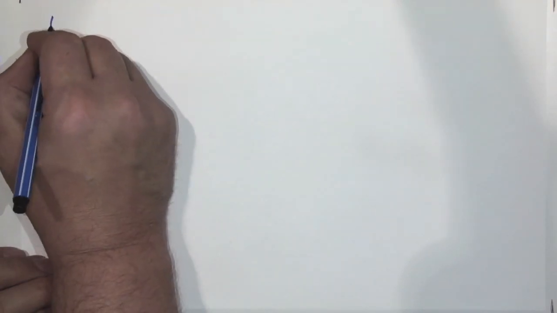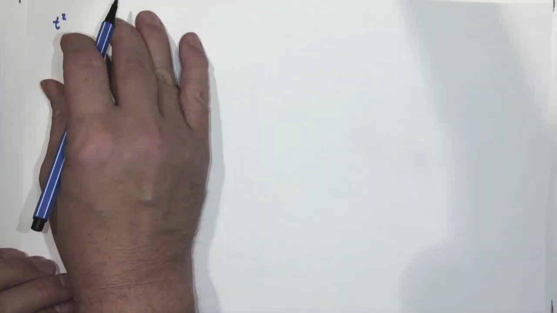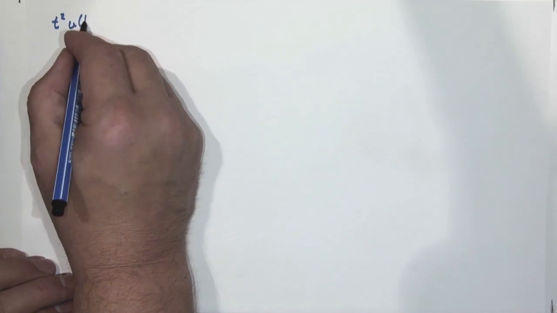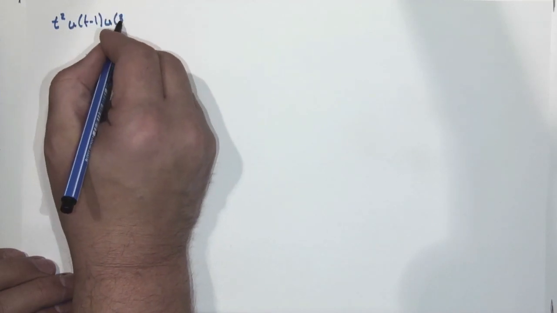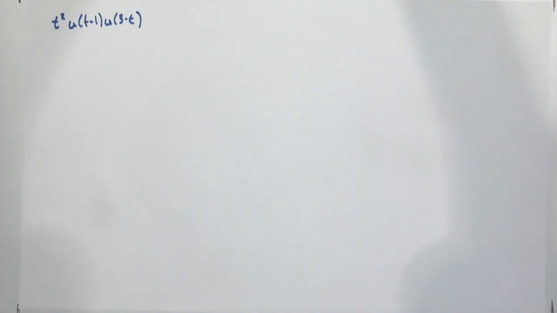So, unfortunately, I ran out of space, but that's all right. We have copy technology. T squared, u of t minus 1, u of 3 minus t. All right. We want to take the Laplace transform of that. What do we need to do? Okay. Simplify how? Rewrite. Yes, that's a good strategy. How?